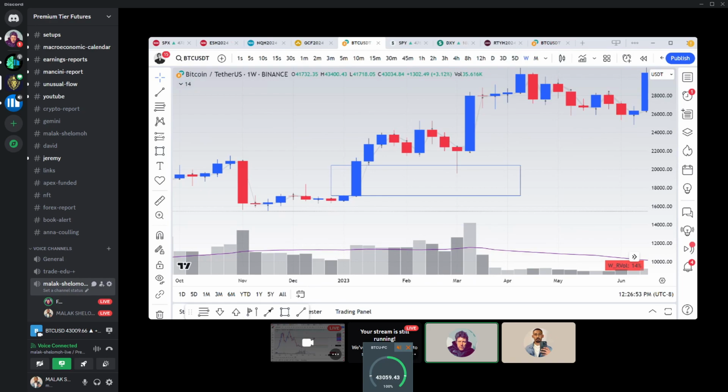Okay. So if I run a fib from, I'm going to go from the bottom here to the peak of this first move, which was right there.